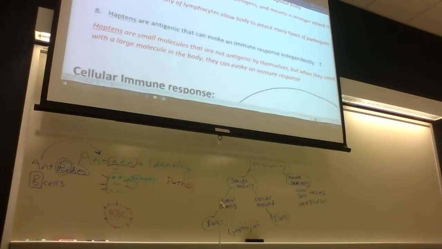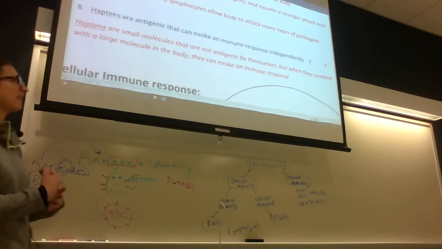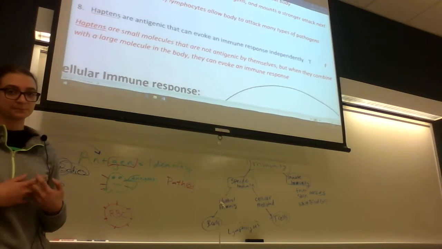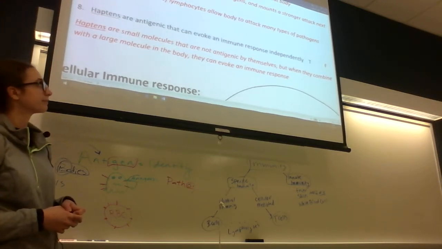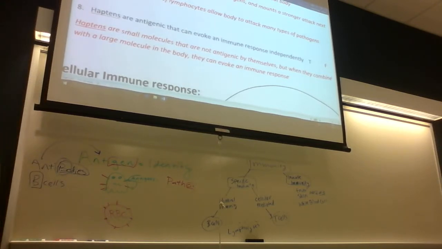And this is just a little bit of a vocabulary term. Haptens are antigenic and can evoke an immune response independently. This is false. Haptens are small molecules. They are not antigenic by themselves, so they can't destroy things by themselves. But when they combine with another large molecule, then they can actually cause an immune reaction to occur. So that's a little random, but it's in the reading, so I don't know where to put it, except right there.